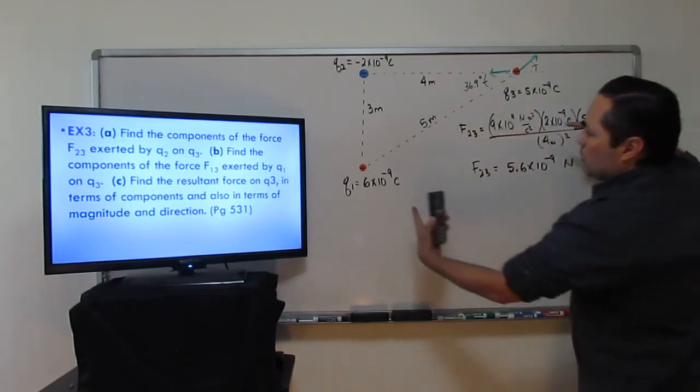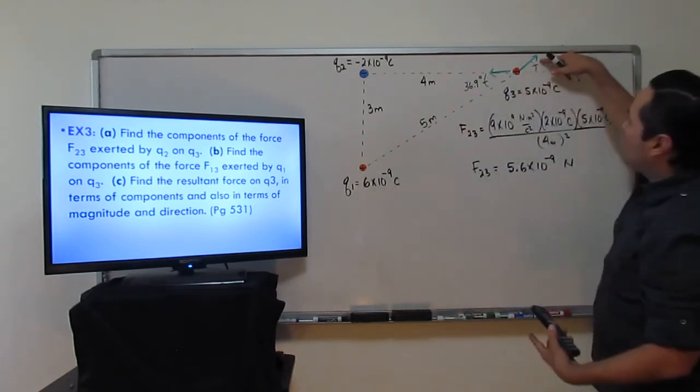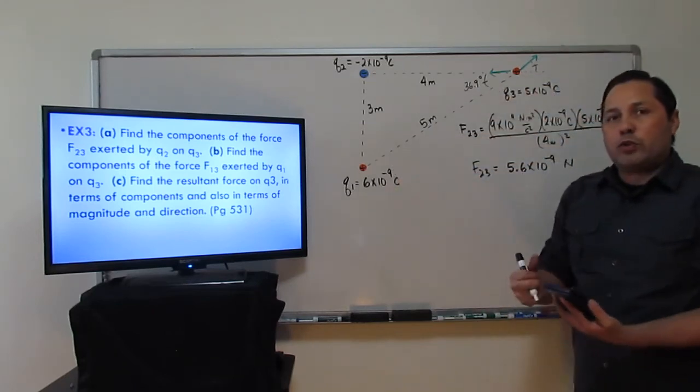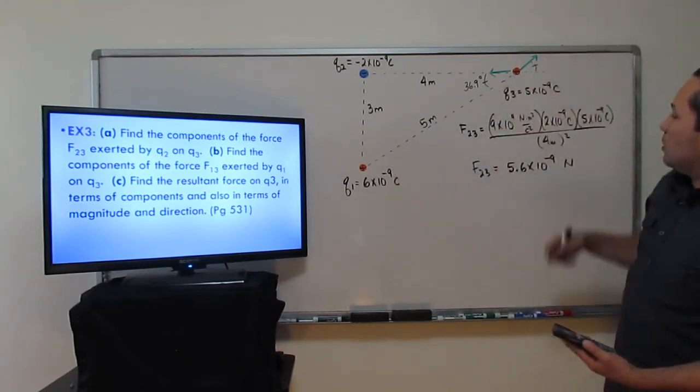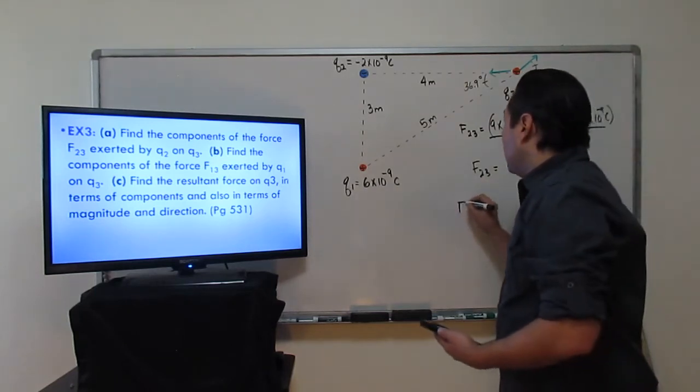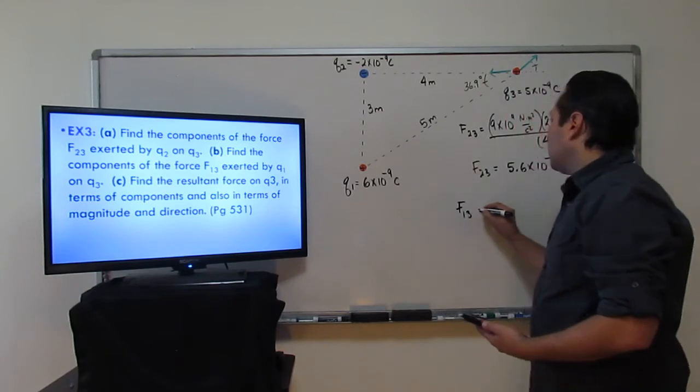Next, what is the force between 1 and 3? So represented here by this green arrow pointing up, because notice they're both positive, so they repel each other, so it's going near the top. Alright, so what are we going to do? We're going to use the same between 1 and 3, that is Coulomb's law.